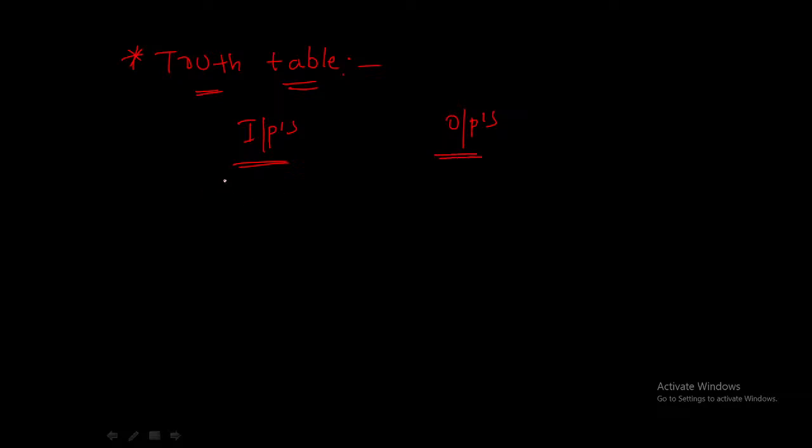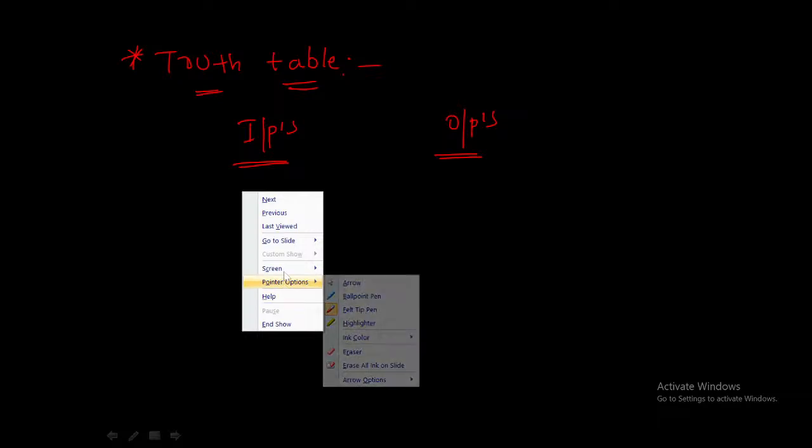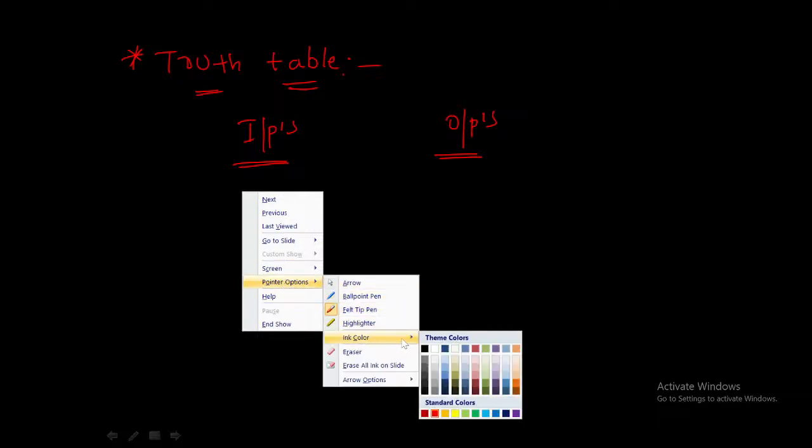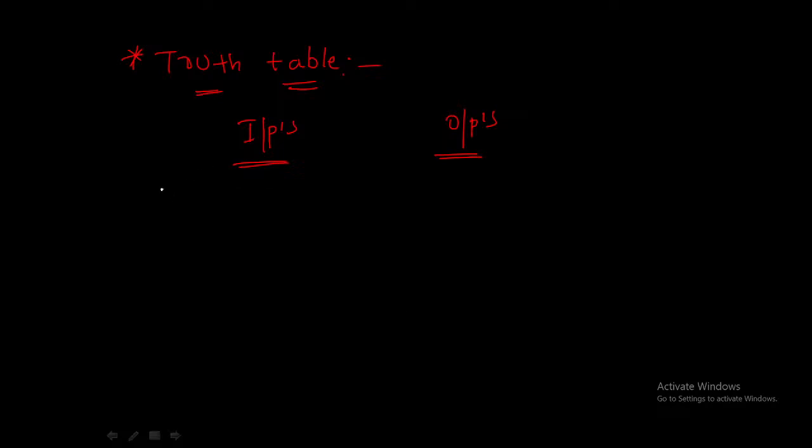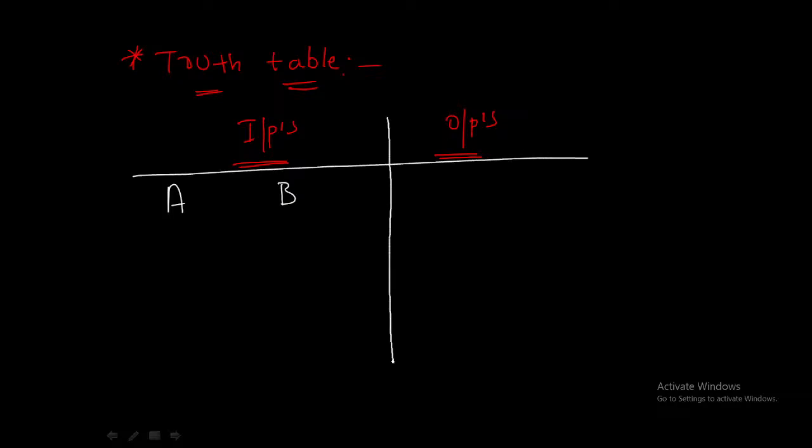Now let us see the truth table for this half adder. Let us try to analyze the working of the half adder with the help of the truth table. Let us write my inputs on the left hand side and outputs on my right hand side. A and B are my inputs, and sum and carry are my outputs.